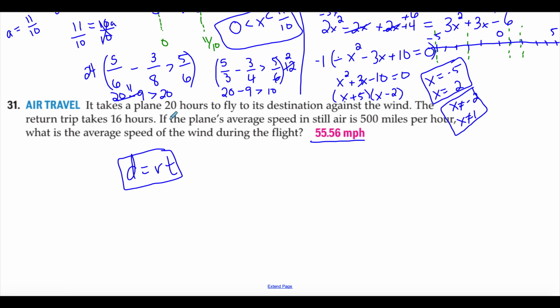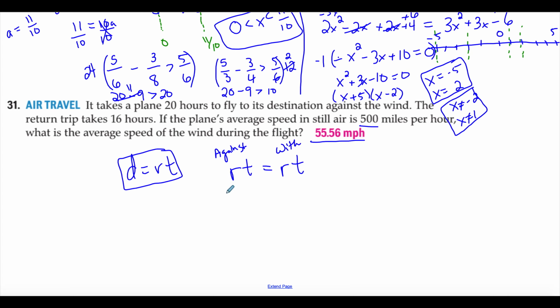The distance is the same, okay, so flying to the destination and then the return trip, the distance is going to be the same. So we're going to have a rate times the time one way is equal to a rate times the time going the other way, okay. And so remember in the notes from the other day, we had the rate was the airplane with the wind speed and the airplane against the wind speed. So we'll say this is against over here, and then this is with the wind.